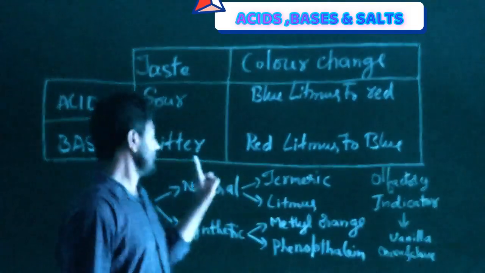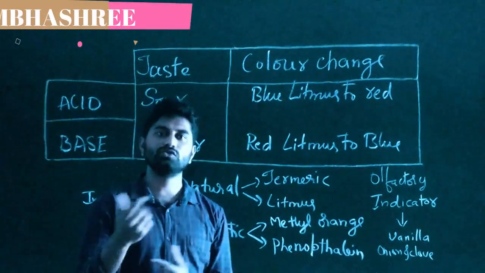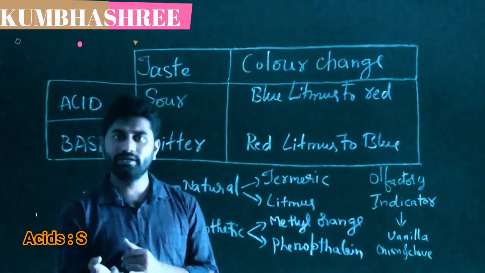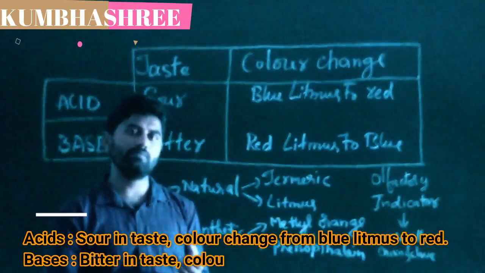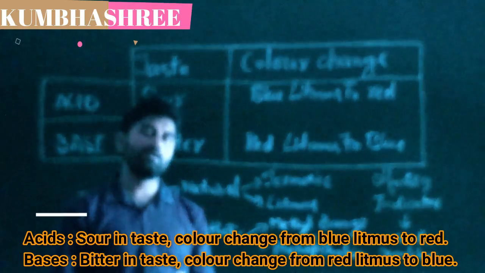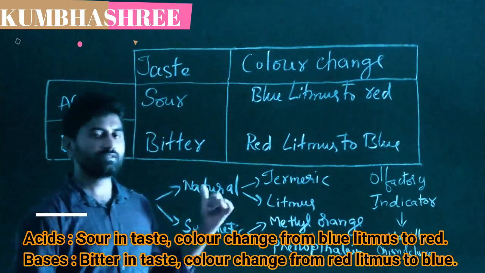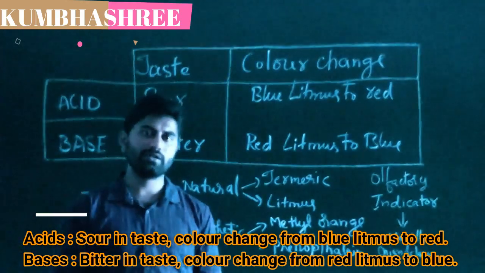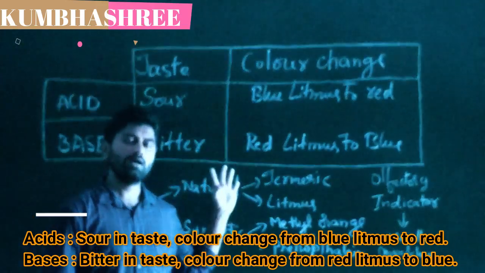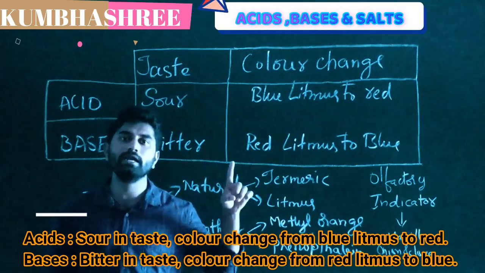Okay, let us continue. See, here we are explaining the concept of acid and base with taste and color change. Acids are sour in taste, and the color change is from blue litmus to red. Okay, just remember, acids are sour in taste and they will change the color from blue litmus to red. Second one is base. They are bitter in taste and they will change the color from red litmus to blue. Okay, this is based on how to determine this color change with the help of indicators.